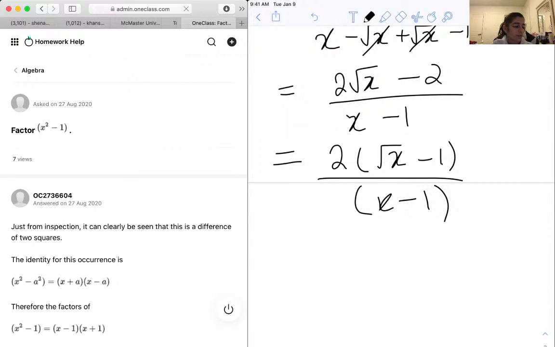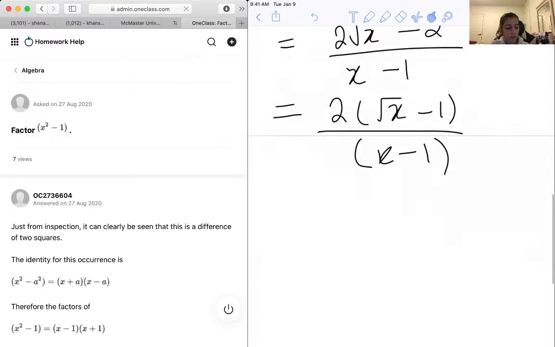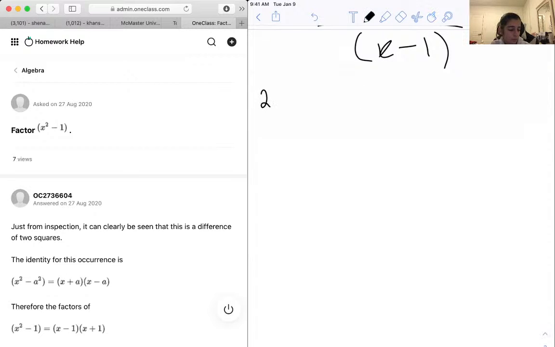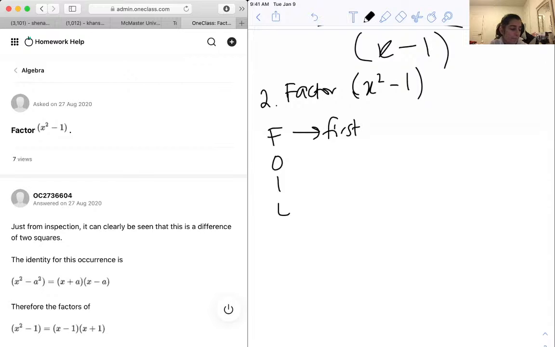Our next question is factor x squared minus 1. So we're going to be using the FOIL method. If you guys don't know what that is, the F stands for first term. Oh, sorry. I thought I was remultiplying it. It says factor, not simplify.